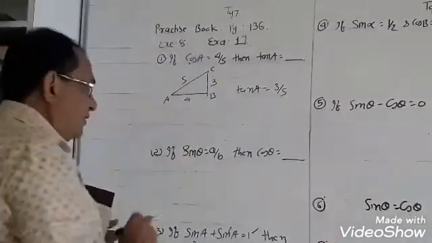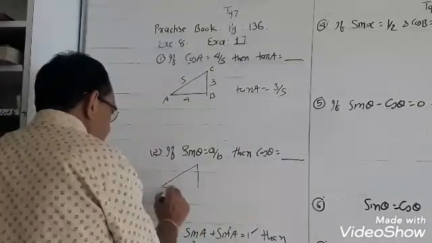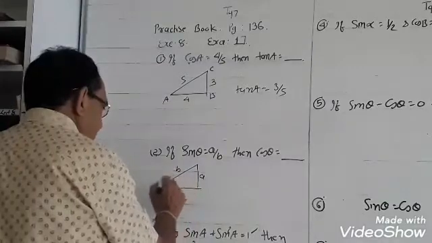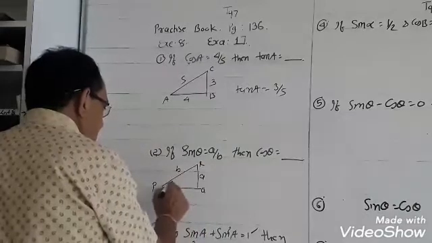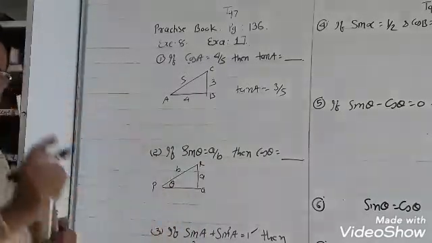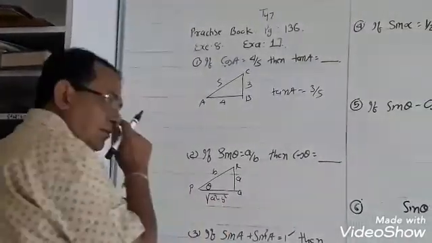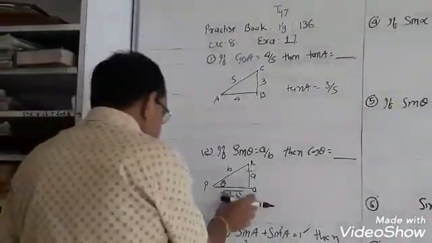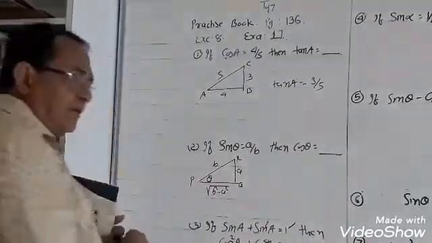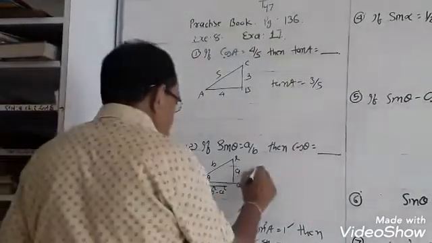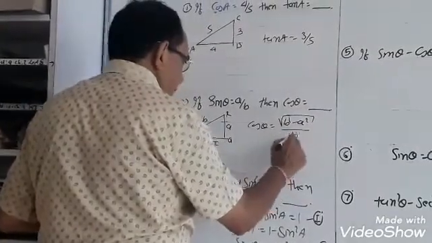If sin theta is equal to A upon B, then cos theta is equal to dash. So sin theta is A upon B. In triangle PQR, PQ will be the square root of B square minus A square by Pythagoras theorem. Cos theta is equal to adjacent side upon hypotenuse.